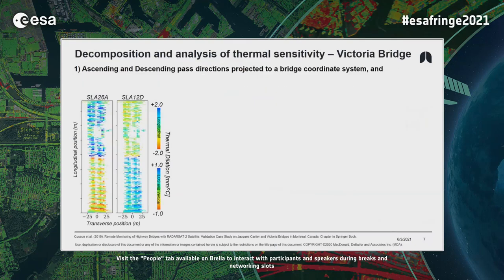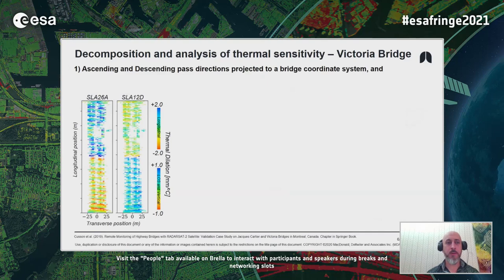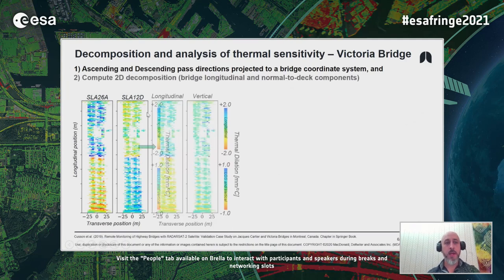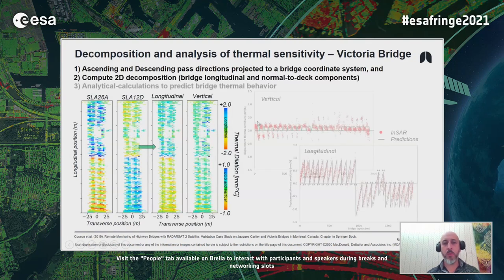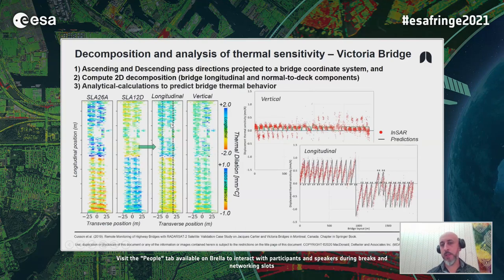Here is an example for the Victoria Bridge. Basically, we have the ascending and descending path directions. We constructed a bridge coordinate system. This is using precise bridge drawings that were provided to us by the bridge operators. And basically, we decoded and projected to this bridge coordinate system. Then we were able to decompose this information. Instead of using the typical vertical east-west component, we decomposed it into the longitudinal and normal to that component. And finally, we extracted the information of interest.